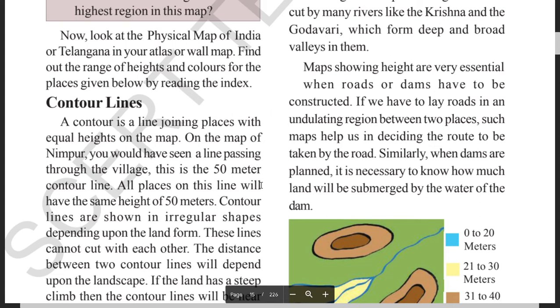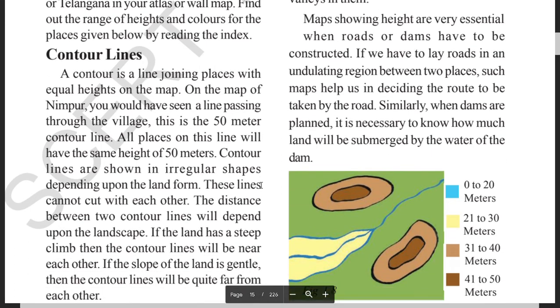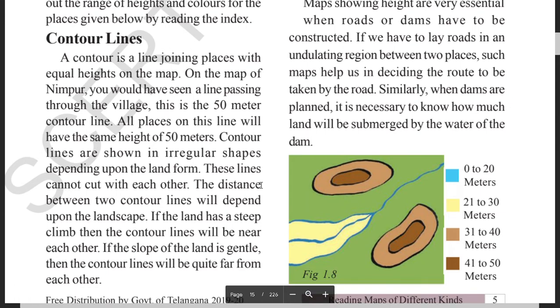Contour lines are shown in irregular shapes depending upon the landform. These lines cannot cut each other. The distance between two contour lines will depend upon the landscape. If the land has a steep climb, then the contour lines will be near each other. If the slope of the land is gentle, then the contour lines will be quite far from each other.